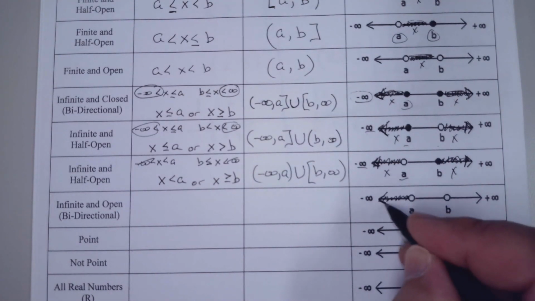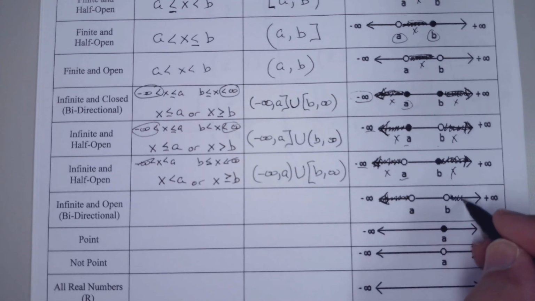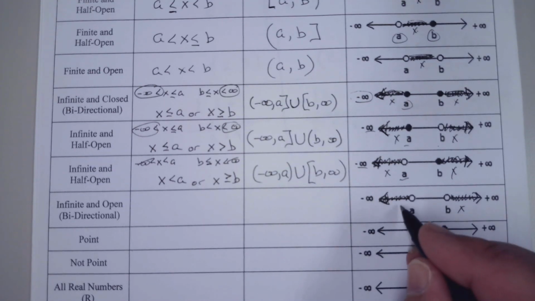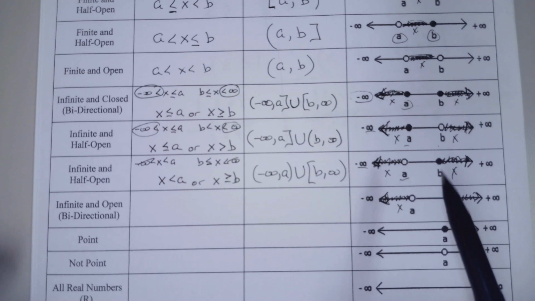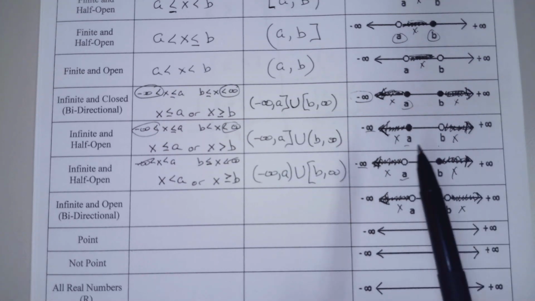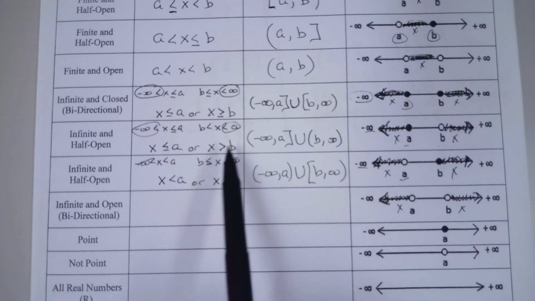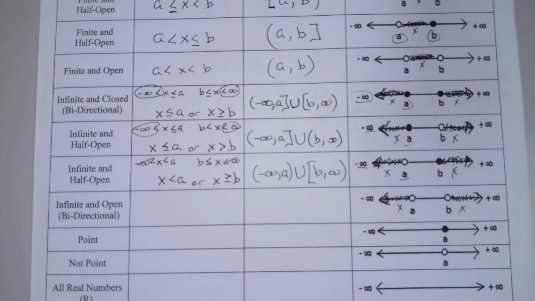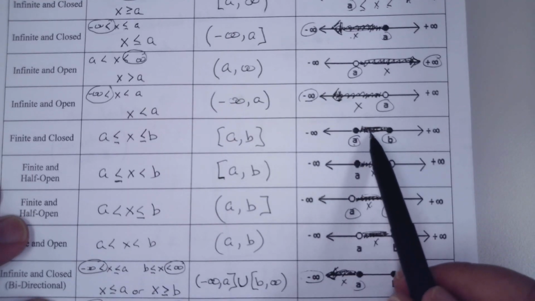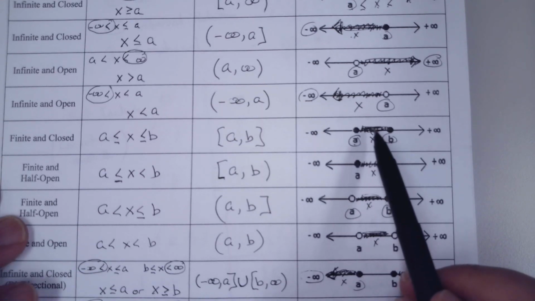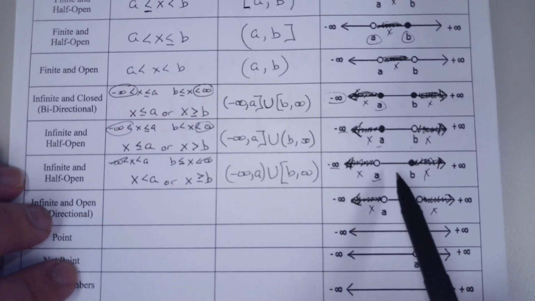And the last of these bidirectionals. Now remember, because I have arrows both ways, if I pick a number, it can either be in here or it could be in here. That's why we use the word or. It can't be in both places at the same time. It could be greater than a and less than b. That's the and statement. But these are the ors.